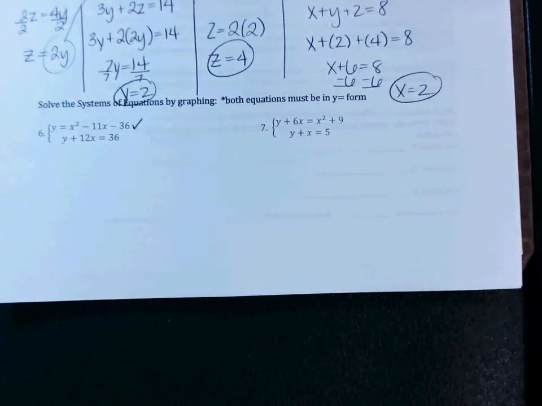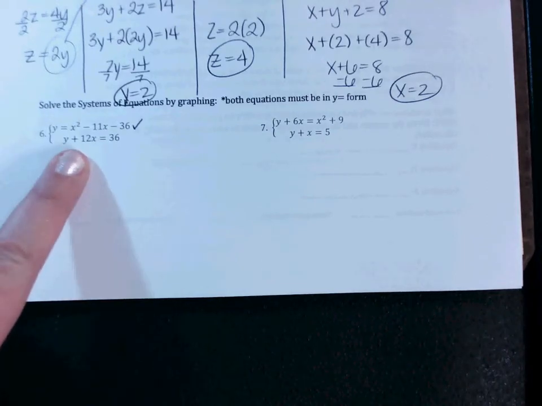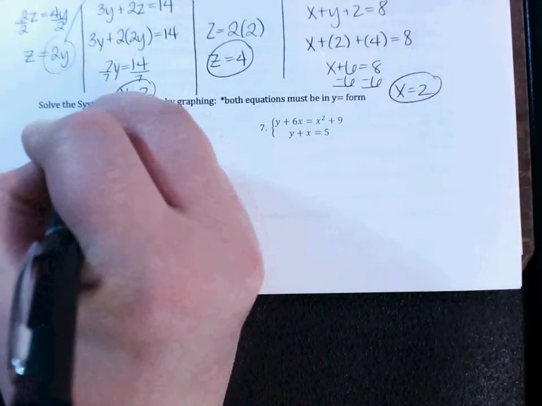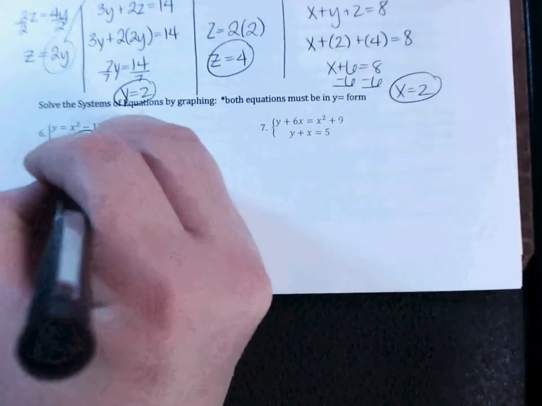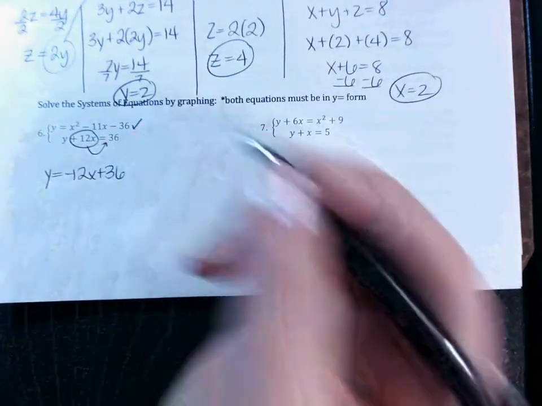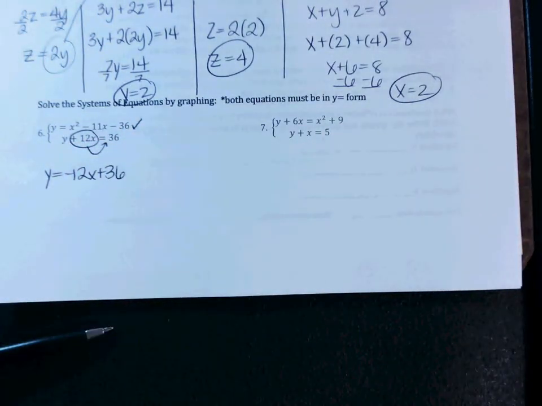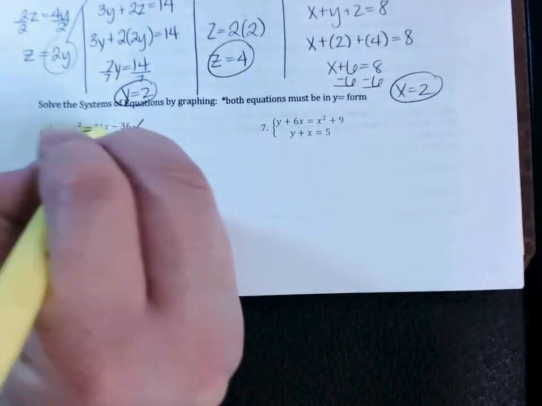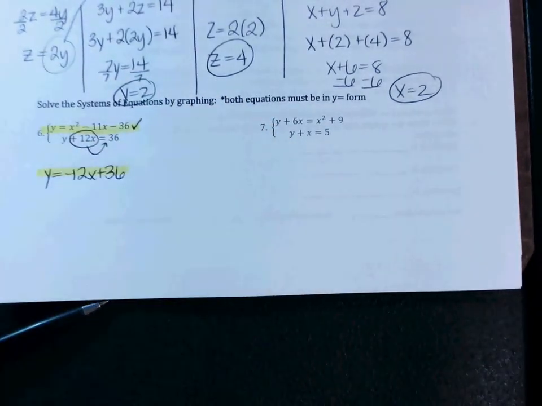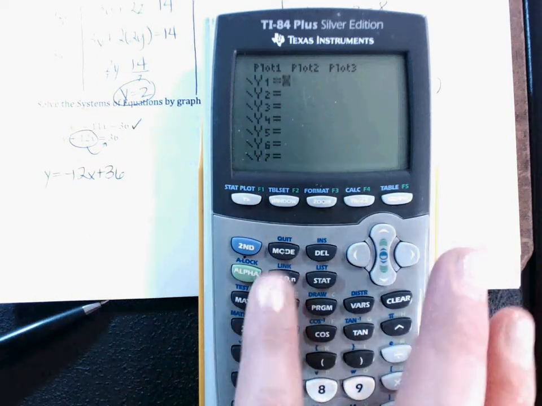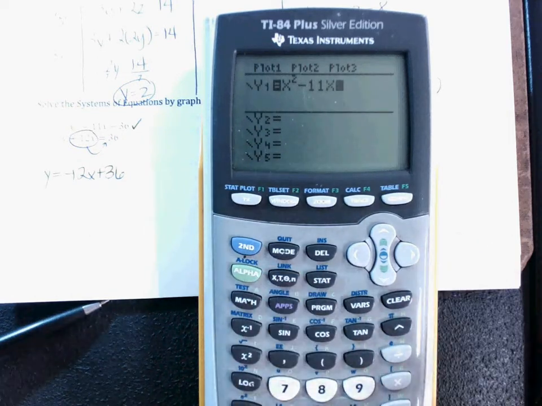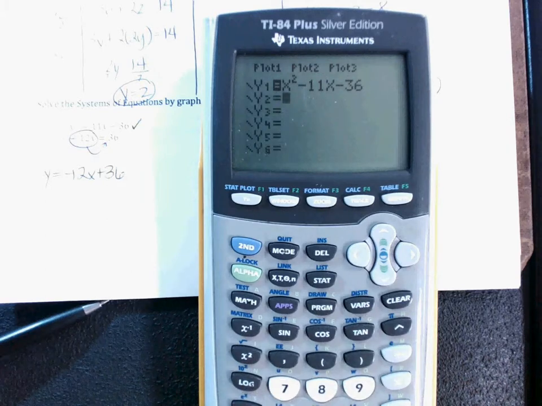What would I need to move to put this in y equals form? Okay, the 12x. It's a positive 12x. When I move it over, it will be a negative 12x plus 36. Okay, go into y equals in your calculator. Type in y1. Type in y2. So y equals here, we're typing in x squared minus 11x minus 36, and then negative 12x plus 36.